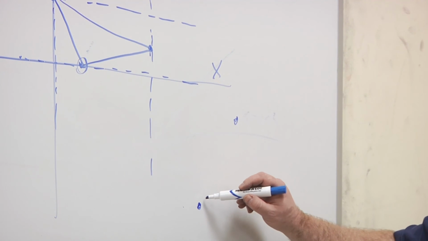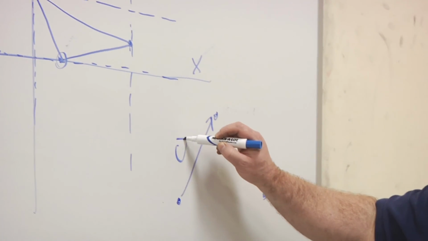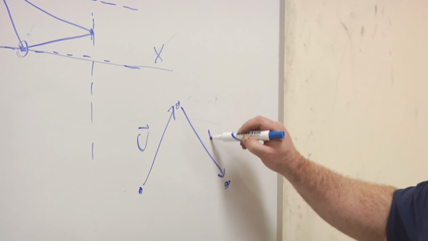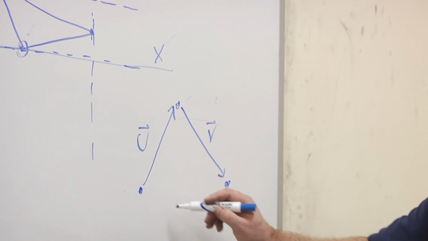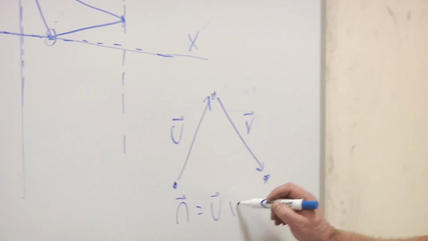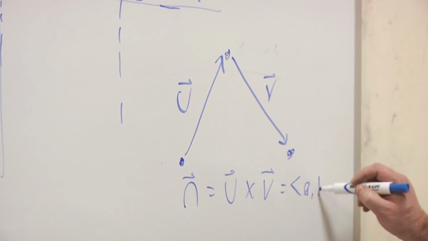No, you define vectors between any 2 pairs of points. So vector u, vector v, it doesn't matter which pairs you choose. So then the normal to the plane is u cross v. So that would have components a, b, and c.